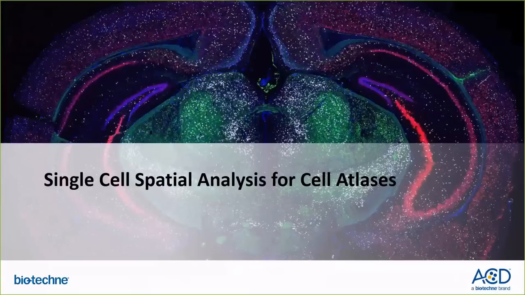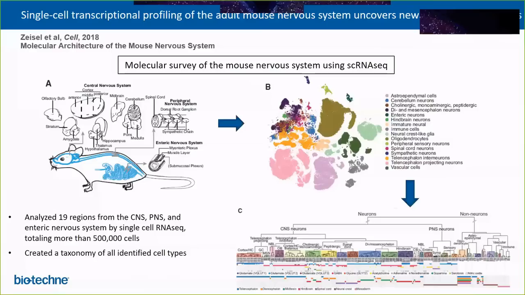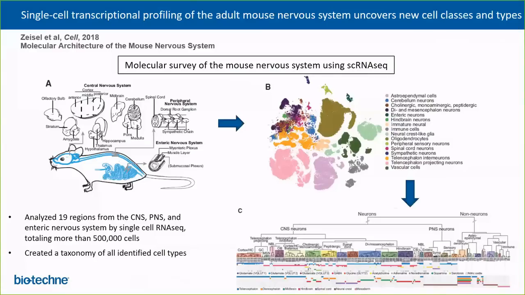I'd first like to show some examples of how RNAscope has been used to complement cell atlases generated by single-cell RNA sequencing. Last year, researchers from Sten Linnarsson's lab at the Karolinska Institute created a molecular survey of the mouse nervous system. They analyzed 19 regions from the central nervous system, peripheral nervous system, and enteric nervous system by single-cell RNA sequencing, totaling more than 500,000 cells, and they created a taxonomy of all identified cell types, shown here on the bottom right.